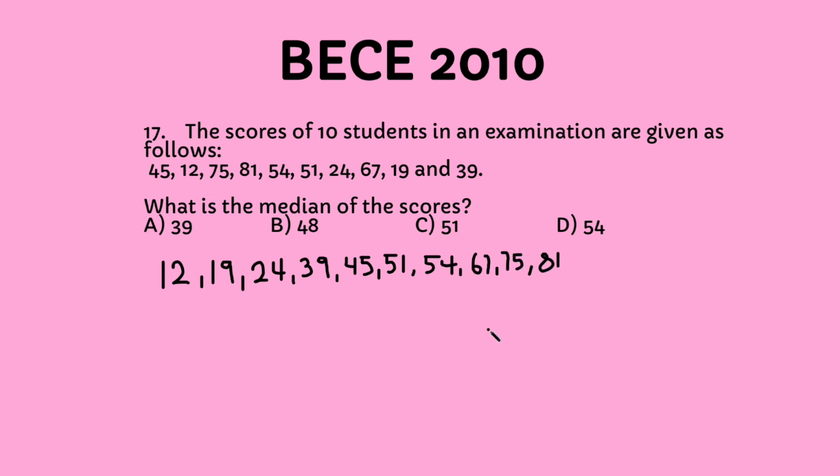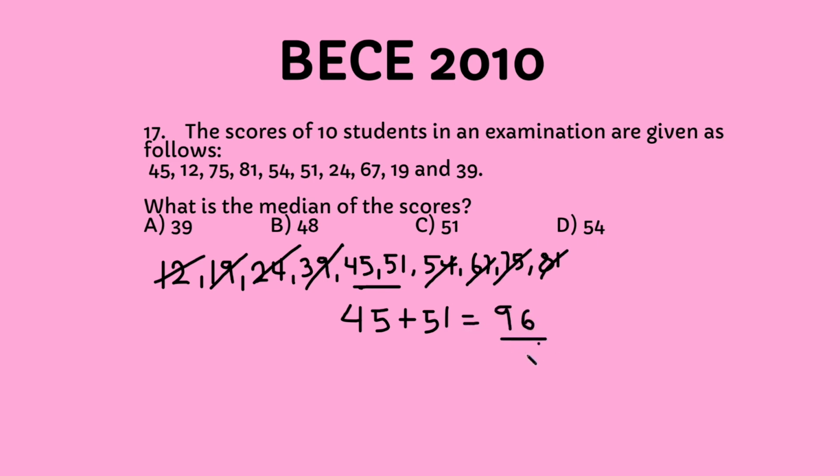Then we're going to start canceling out from the sides so that we can get to the middle and find out what the middle number is. Now, when we get to the middle, we have 45 and 51. To find the median, we're going to add them and divide by 2. So we're basically going to find the average, and that average will be the median of the scores. 45 plus 51 divided by 2 will give you 48.